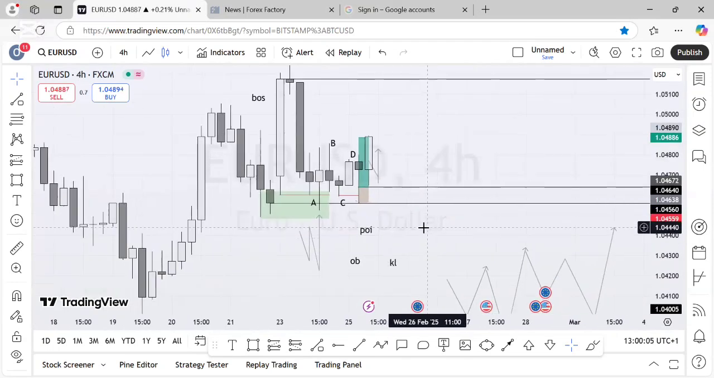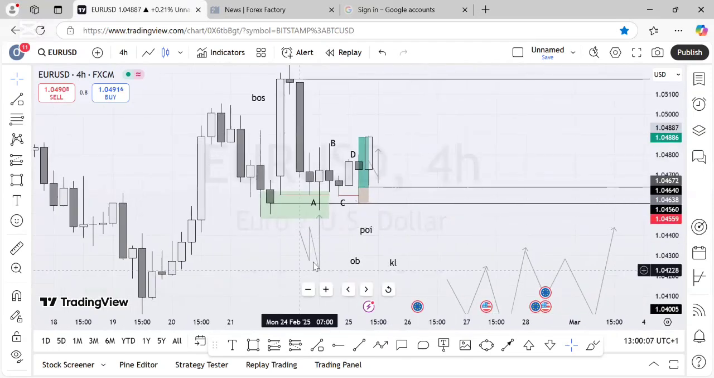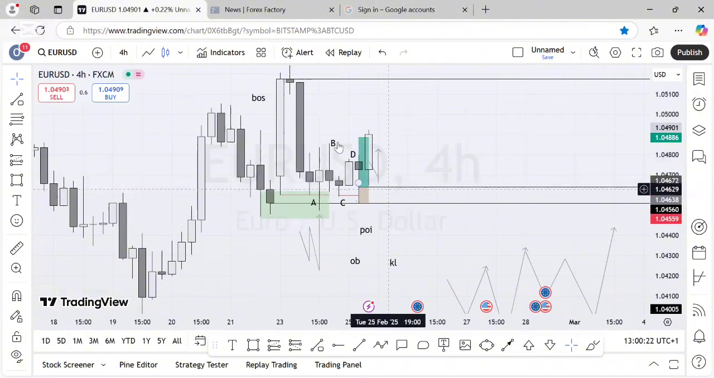There is no need for you to complicate things. If you don't see any of this playing out, there's no need forcing the market to give you any of these. If it doesn't play out, it doesn't play out. You go over to another market, you go over to another asset and trade it. Don't force the market to give you this logic.